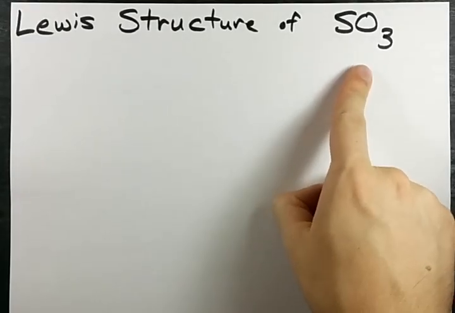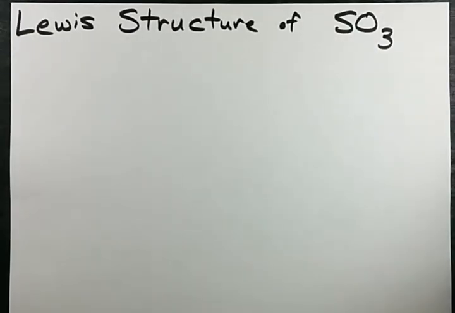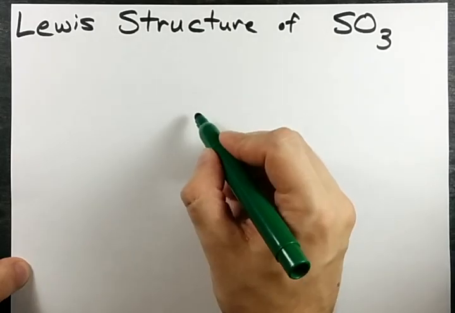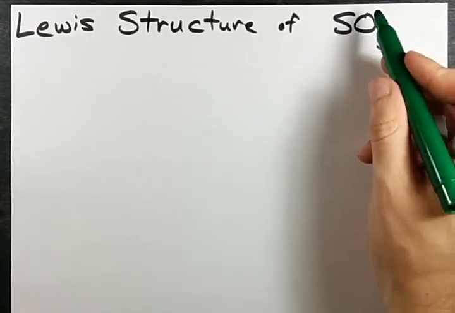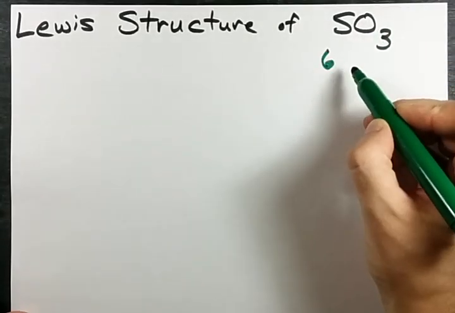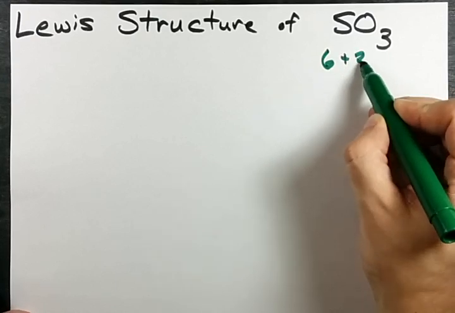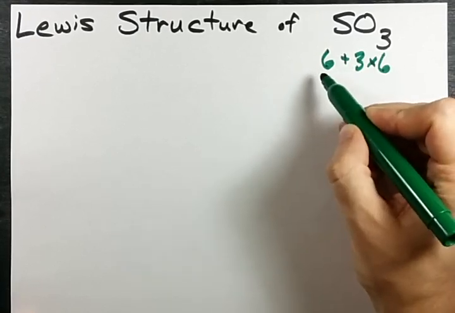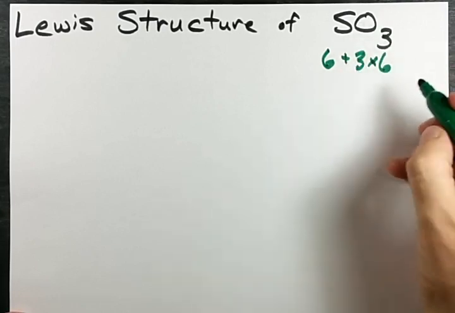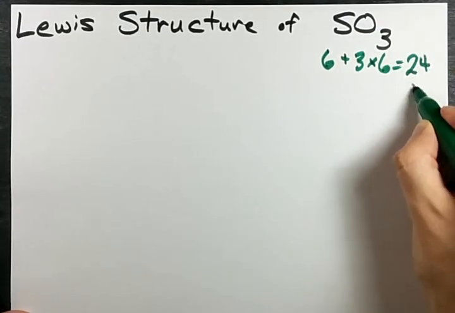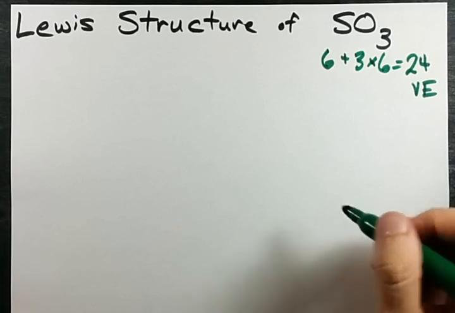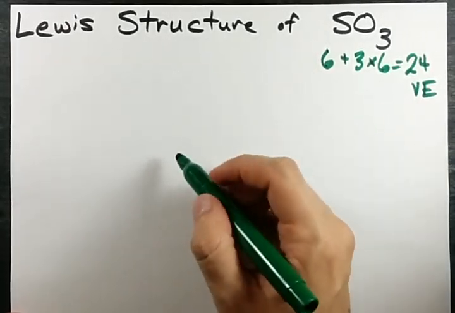Lewis structure for SO3. It always confuses some people, so here we go. What I like to do is count my valence electrons first. Sulfur brings 6, oxygen brings 3 each, so it's 6 and then 18, which gives me a total of 24 valence electrons.